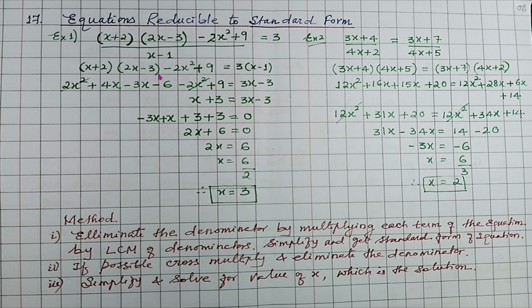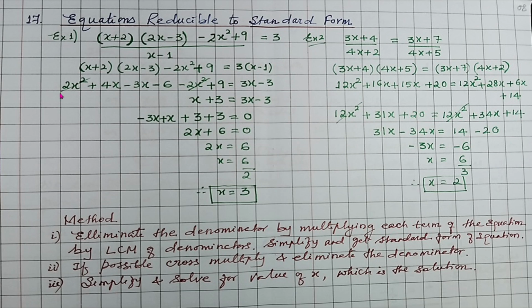Now open the bracket. As you know, we have to multiply these two first. That is x into 2x is 2x square, then we have x into minus 3 is minus 3x, then 2 into 2x is 4x, and 2 into minus 3 is minus 6. Then minus 2x square as it is, 9 as it is, 3 into x is 3x and minus 3. So simply multiply and open it, or multiply the brackets by applying the distributive property and open it.